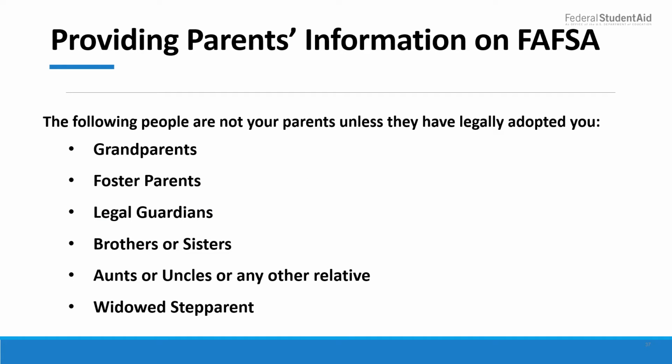And just a reminder, never substitute these people for parents' information. If parents are not available, these students are probably eligible for a dependency override and not required to use parents' information. So if we have a student living with any of these people and they're providing support, probably they have some kind of special circumstances.